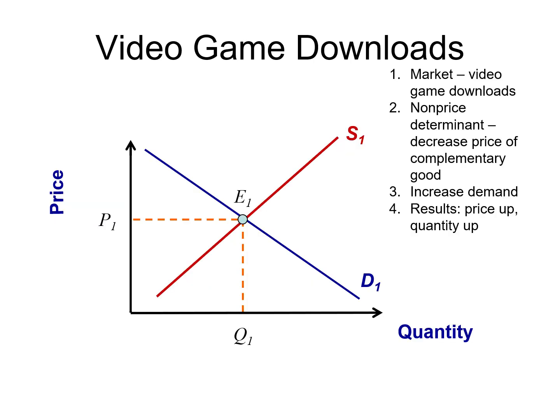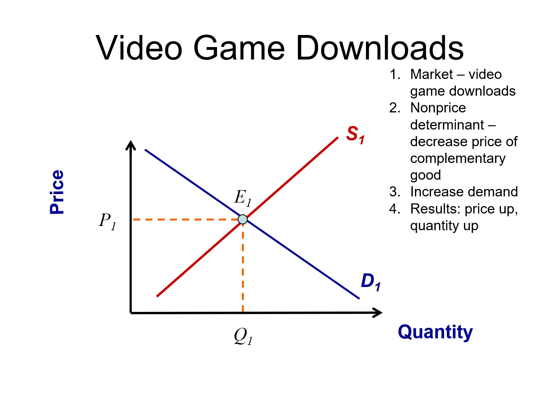Let's see how we did, students. Correctly labeled graph: price on the vertical axis, quantity on the horizontal axis, downward sloping demand curve, upward sloping supply curve, equilibrium 1, P1, Q1. This is the price for video game downloads and the quantity of video game downloads bought and sold. The market is obviously video game downloads.